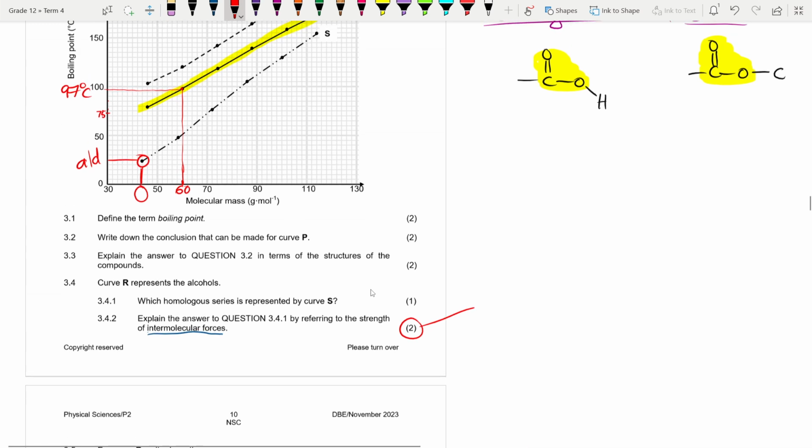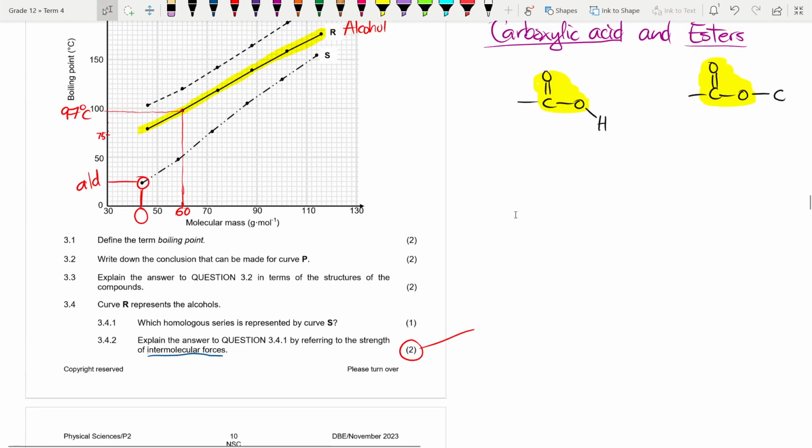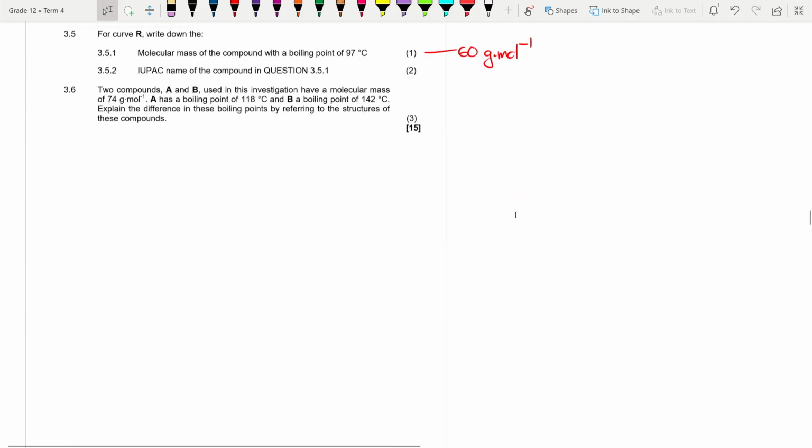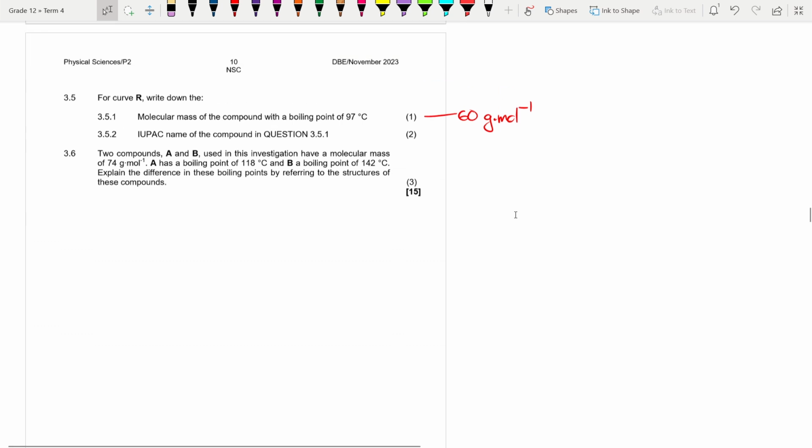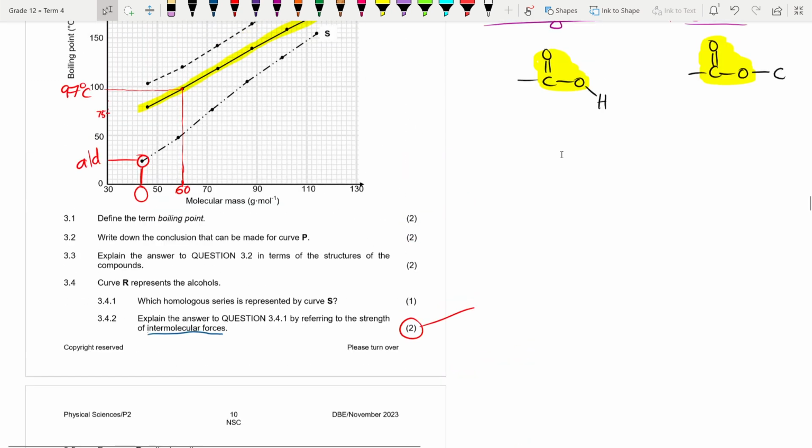Yes. Can you please repeat the question? What is it? The question that we're doing right now. 3.5.1. Yeah. Can you please repeat? You mean which question? 3.5.1 or? That one, 3.5.1. Like, please repeat on how to identify the molecular mass.